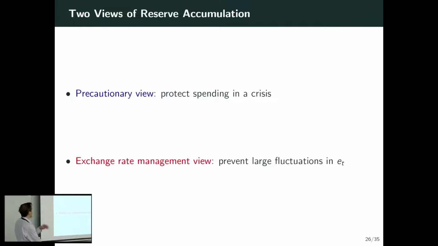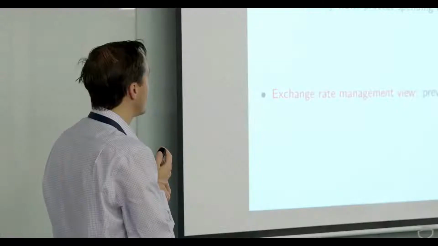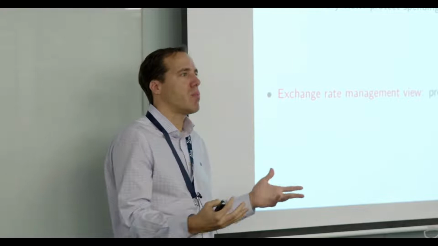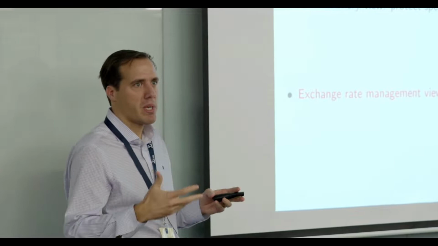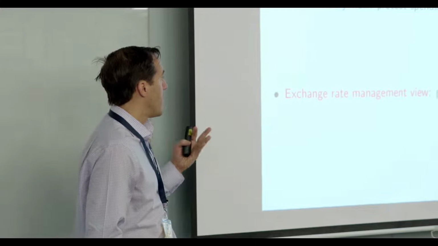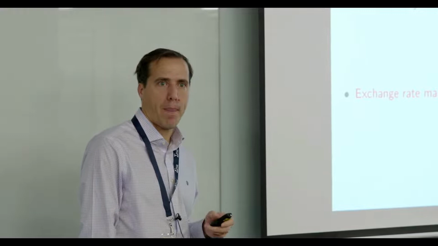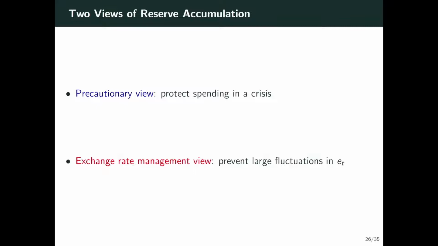Okay, so there are two views out there, or maybe more than two, but at least two views about why countries should accumulate reserves. One has to do with this precautionary view that if you have more reserves, you have more resources to spend, in particular in a recession, and that's going to be a good thing. And at the same time, there's this other exchange rate management view, that if you want to prevent large fluctuations in the exchange rate, well, reserves are going to help you to achieve that. Now, through the lens of this model, these two views turn out to be two sides of the same coin.